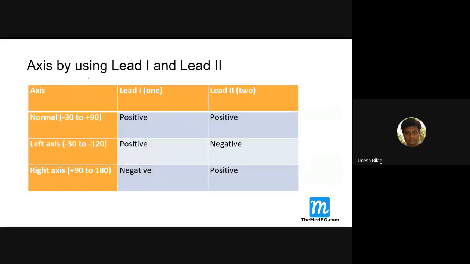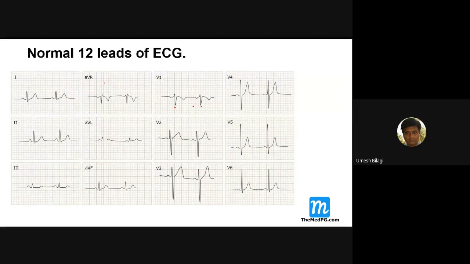Now, how to calculate the axis? To calculate the axis, you should look into lead 1 and lead 2. Here you can see a QRS complex. What you should do is add up all positives and negatives. Here there is one small negative S wave and a predominant R wave. If you add up, it will be positive only. Here also, similarly, it is major positive and small negative, so this is also positive.